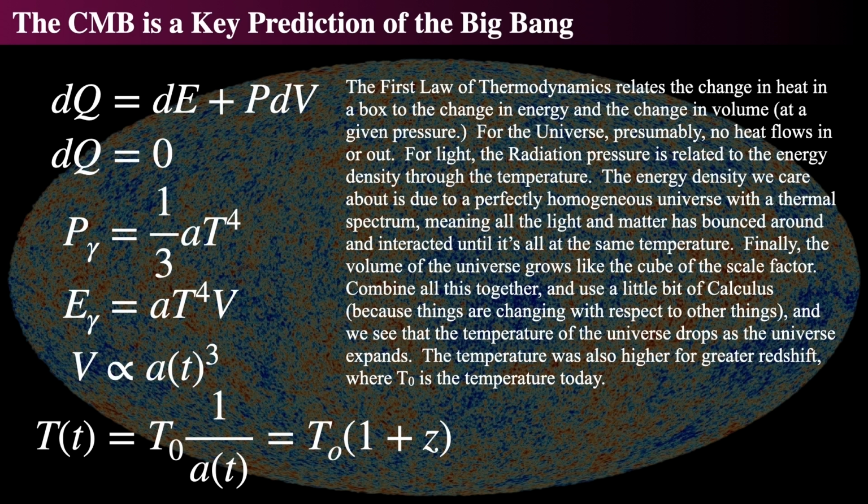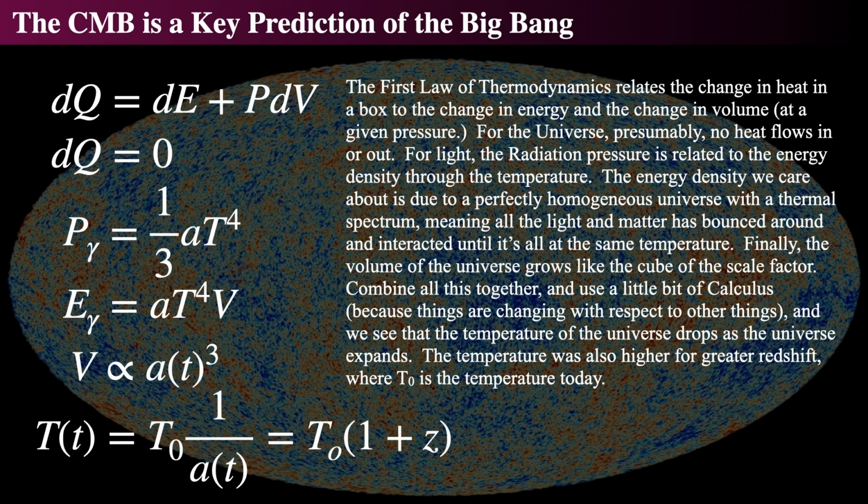All right, and the energy density that we care about then is, if you have a perfectly homogeneous spectrum, absolutely perfectly homogeneous, then the pressure is equal to 1/3 of the energy density. All right, that's fine. So the pressure density equals 1/3 of the energy density.